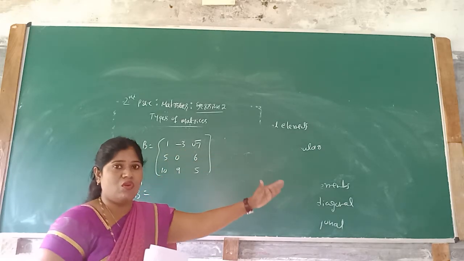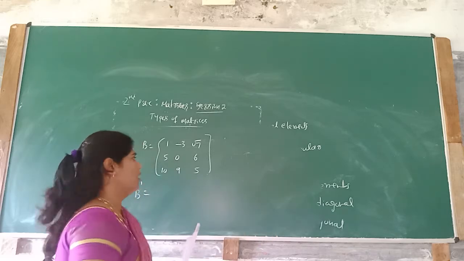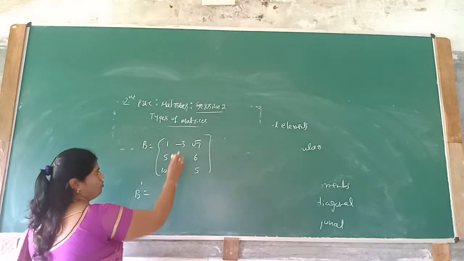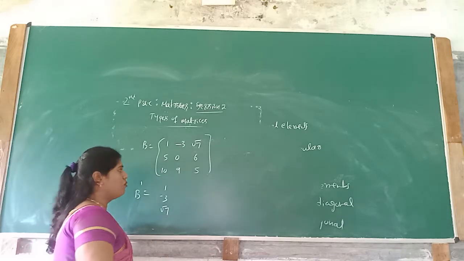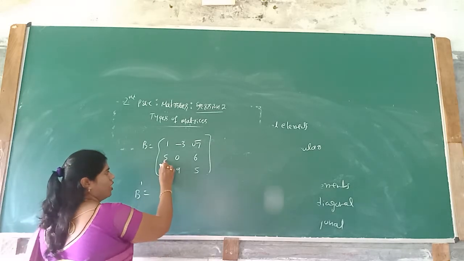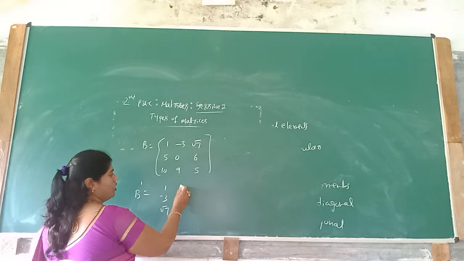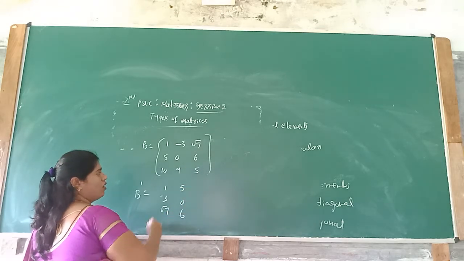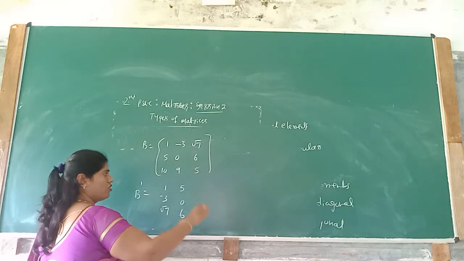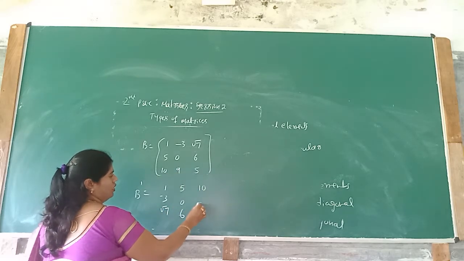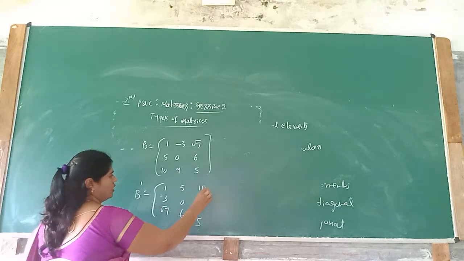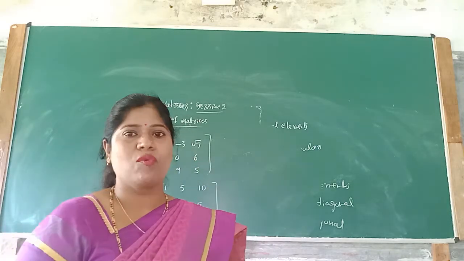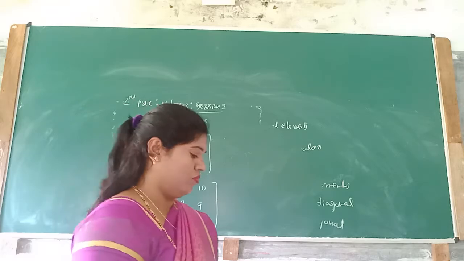So 1, minus 3, root 7 is in a row. We have to write it in a column. The first row becomes the first column. What is the second row? 5, 0, 6 becomes the second column. It is in rows; we have to write it in columns. The third row, 10, 9, 5, we also write in a column. So interchanging of rows and columns is called the transpose of the matrix.